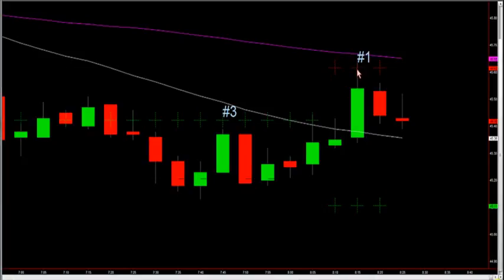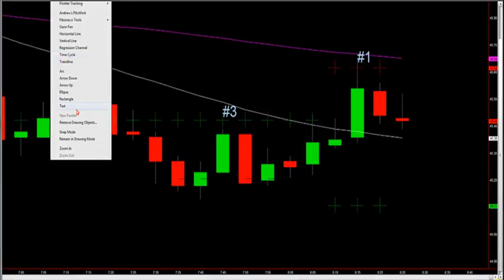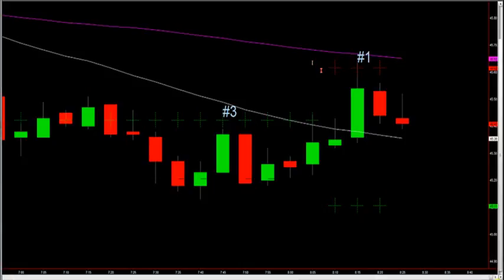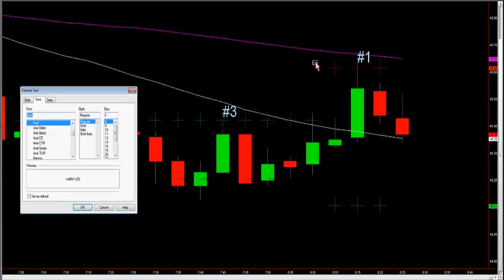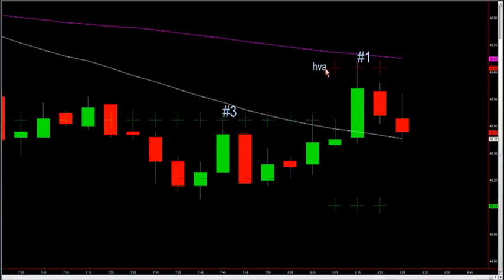I show the high value area, which is HVA, which is the red. And I show the low value area, which is the LVA, which is the green. So we got HVA, which is the red, high value area. That is the red crosses. And I have low value area, which are the green plus signs, or crosses.